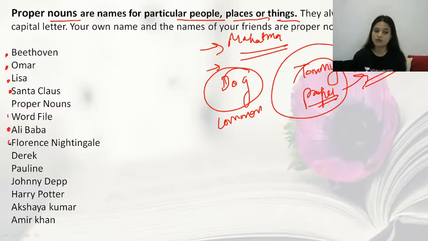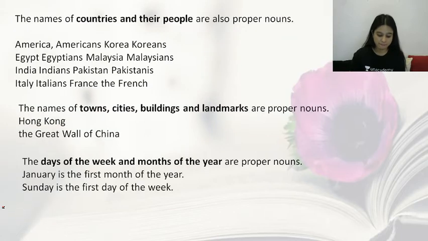Ali Baba, Florence Nightingale, Derek, Johnny Depp, Harry Potter, Akshay Kumar, Amir Khan, these are all proper nouns.